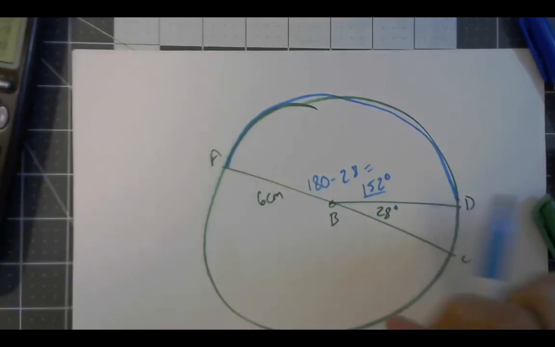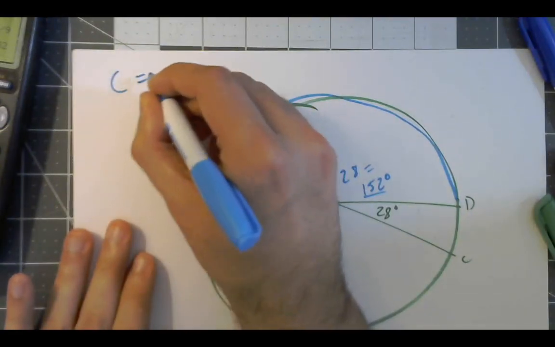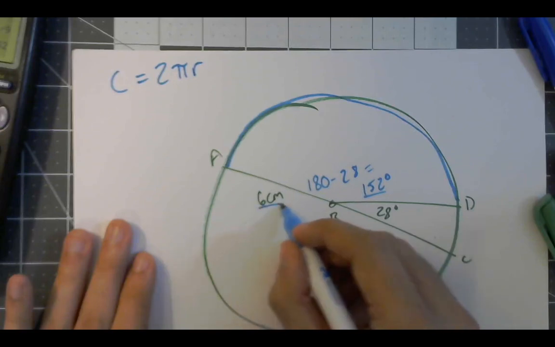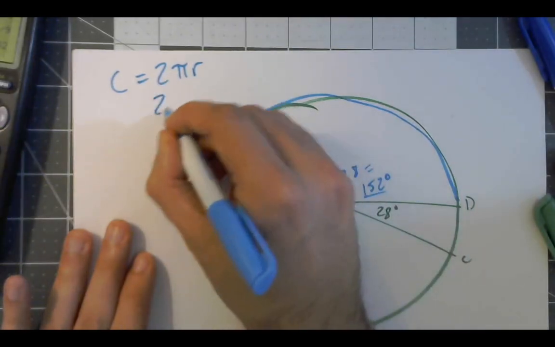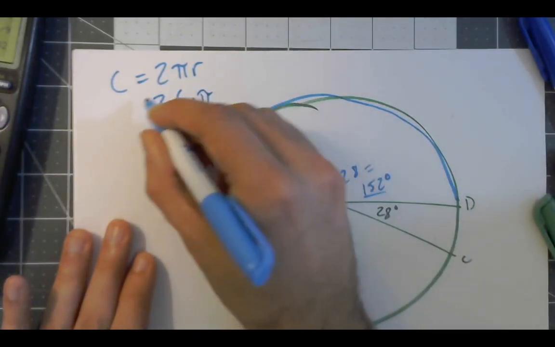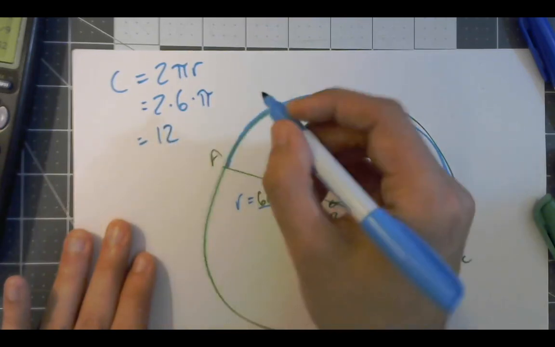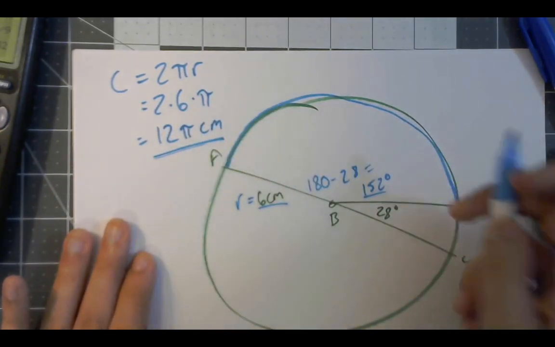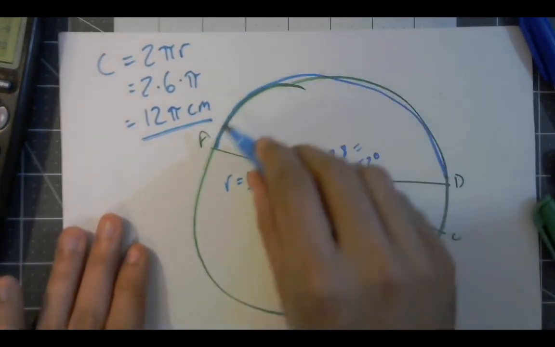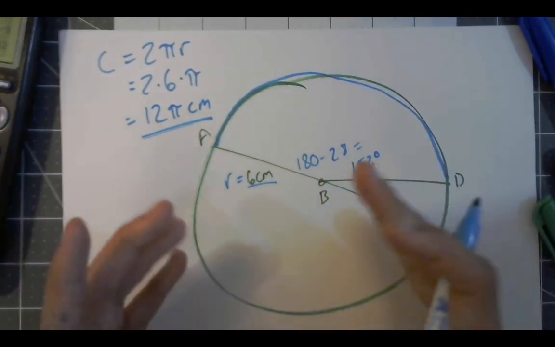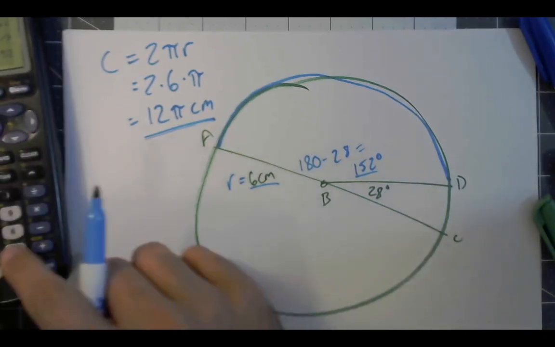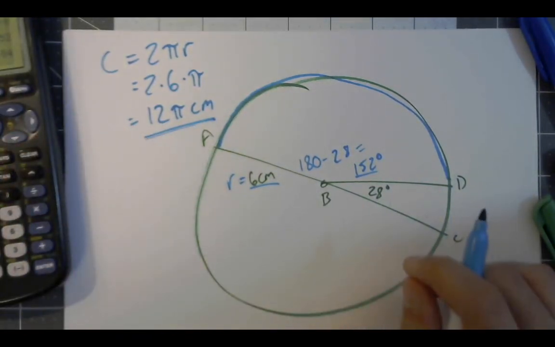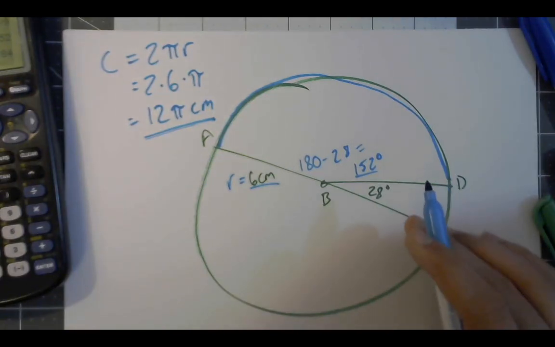I need to find my total circumference. 2 pi r. 6 is my radius. So 2 times 6 times pi. That's 12 pi centimeters. Great. So the whole circle around is 12 pi centimeters long, or a little more than 37.